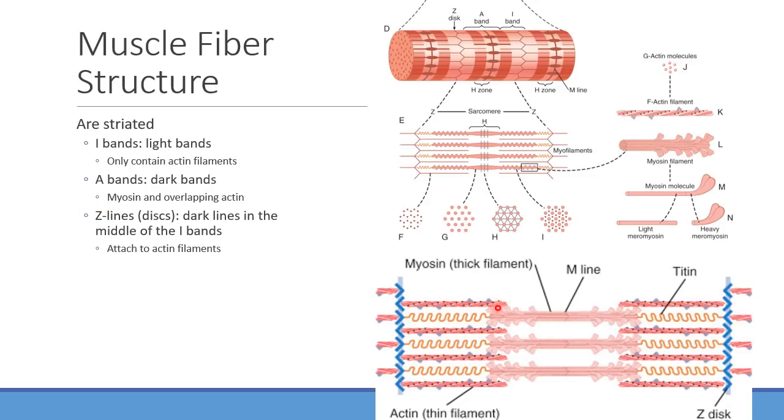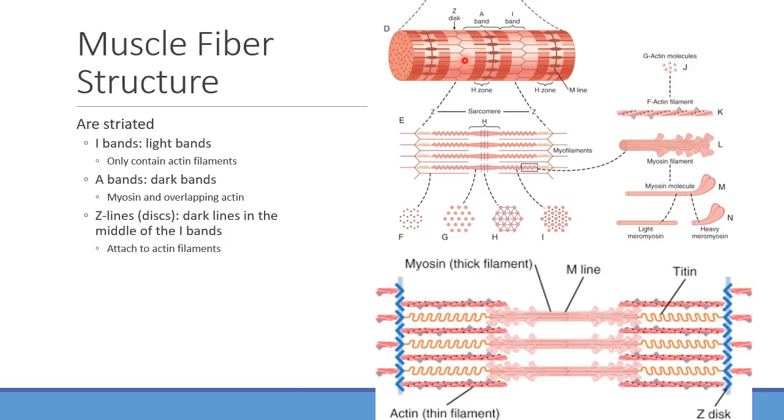So these sections here are the dark areas where you actually have the myosin. Notice the myosins are where you have the heads here. This is what's actually going to cause the movement of the muscle when it contracts. But these are the dark bands. The I bands are the light areas where it's only actin showing up. The Z disc, or the Z lines, are the dark lines in the middle of the I band. If you look at this I band, you'll see there's a Z disc right in the middle here.